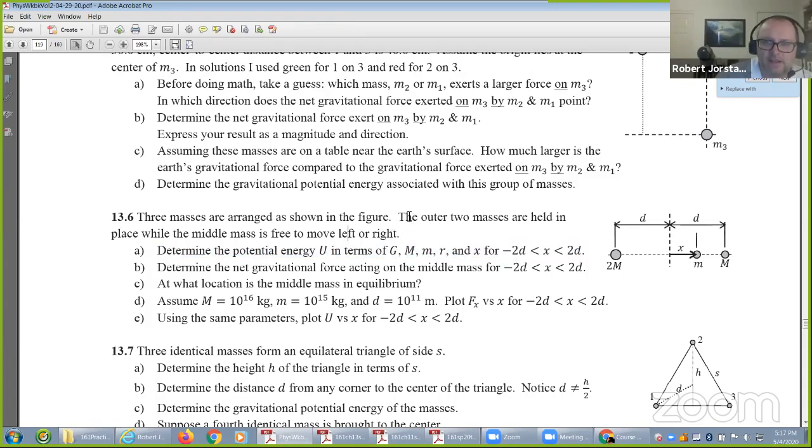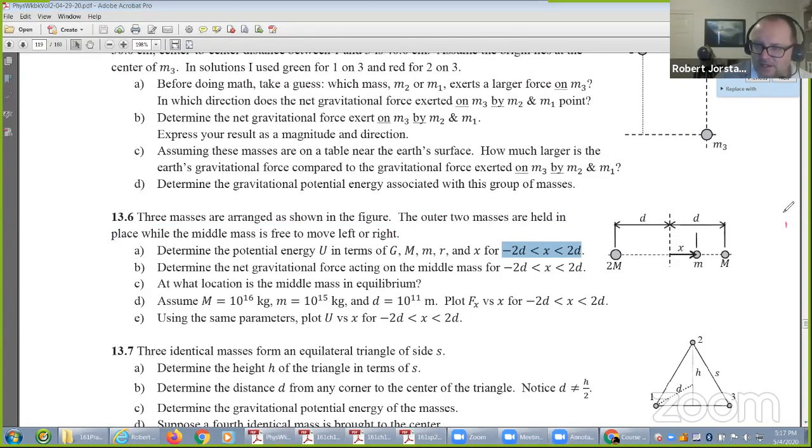Watch out. So the outer 2 masses are held in place. The middle mass is free to move left or right. Look at these bounds. So that means we're going all the way out to about here, right? Isn't that 2D? And all the way over to about here, which is negative 2D. So what we're curious about is what happens to this middle mass. And notice there's 3 regions. There's way over here, there's in between, and then there's way over here.